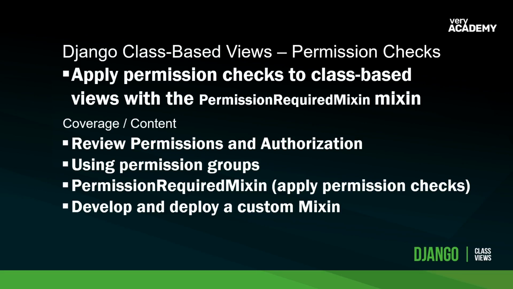So we'll develop and build a permission group, and then we'll see how the PermissionRequiredMixin works, apply permission checks to a model, and then go one step further because there are some different permutations utilizing the PermissionRequiredMixin. So we'll go ahead and build a custom mixin to overcome some of the issues that we might have with the PermissionRequiredMixin.